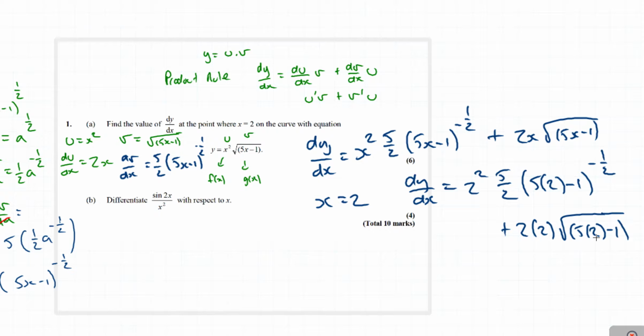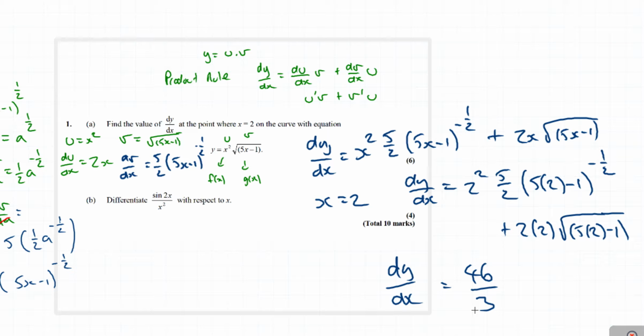So 2 squared times 5 over 2 times bracket 5 times 2 is 10, minus 1 to the power of minus a half, plus 2 times 2, which is 4, root 10, 5 times 2, which is 10, minus 1. Plugging that in will give you an answer of dy/dx is equal to 46 over 3, and that's your final answer for part A.